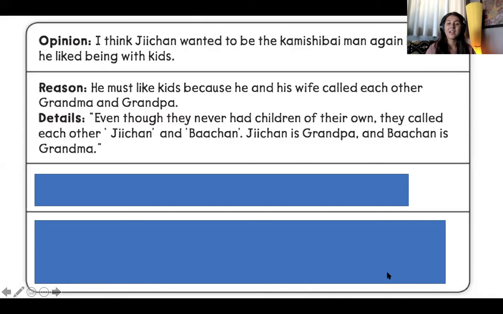Even though they didn't have any children of their own, they call each other grandma and grandpa. This nickname shows how maybe they wanted to have kids and weren't able to, and that they still want to hear the words grandma and grandpa in their everyday lives. So this lets me know that they or he must like children.